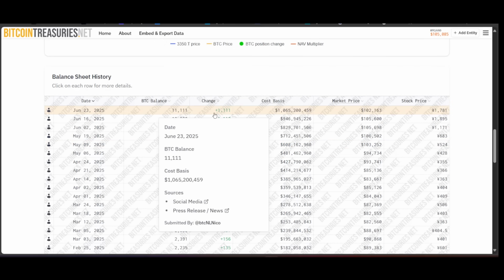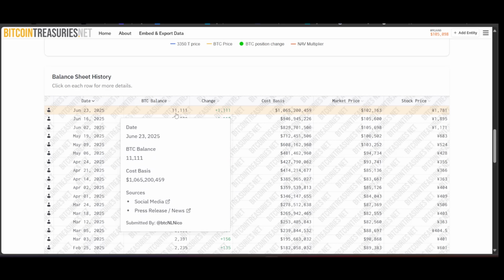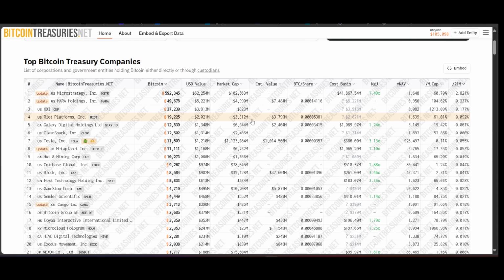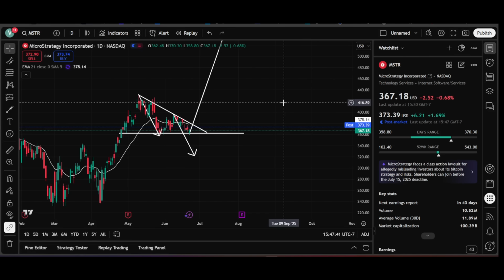So they bought 1,111 to bring the total holdings to 11,111. So pretty aggressive strategy there. But they're not going to catch up to MicroStrategy. MicroStrategy can buy what they have in like 1 week as well. So I'm pretty sure MicroStrategy will continue to buy more, which is a good sign.